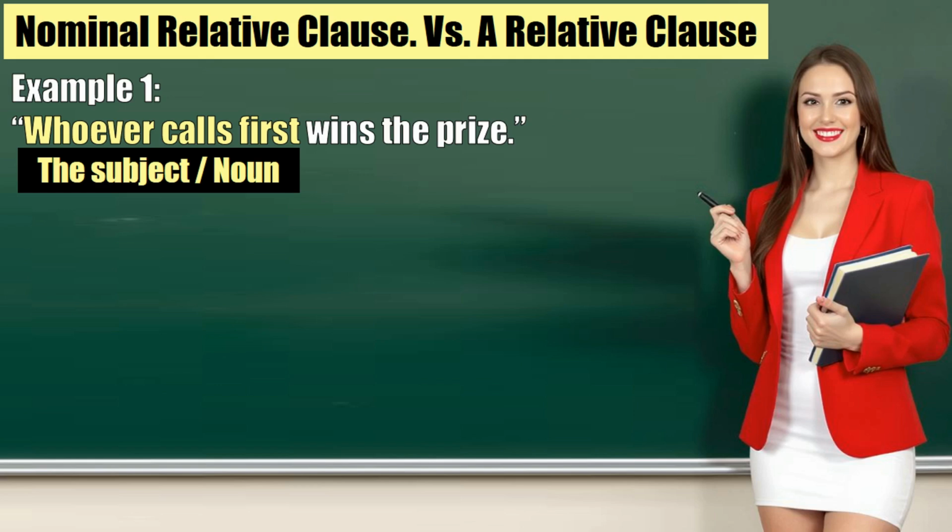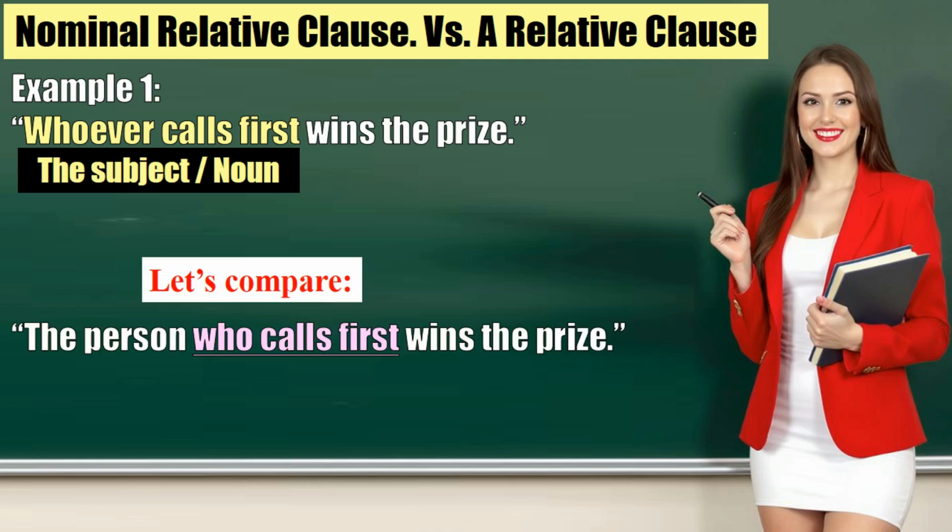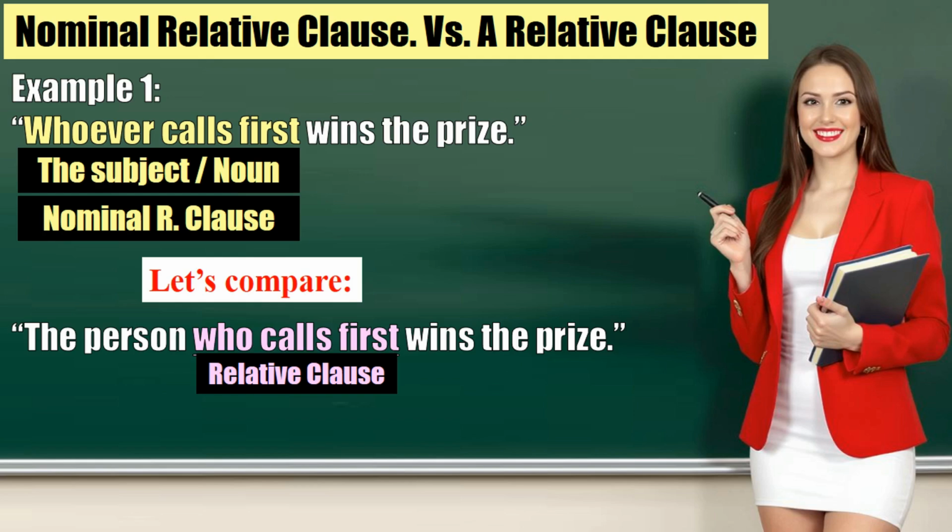So this clause is not describing anything. It is the noun. It means the person who calls first. Let's compare. The person who calls first wins the prize. In this sentence, who calls first is a relative clause because it describes the noun person. But whoever calls first wins the prize. That entire clause is acting as a noun. That is a nominal relative clause.